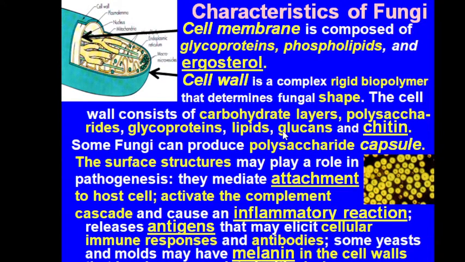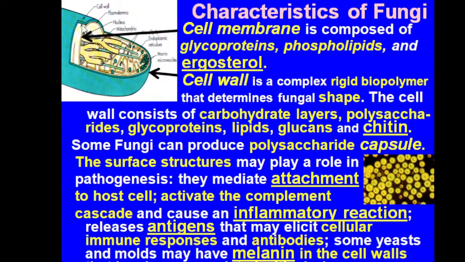A few words about the structures. I would like to start with the cell membrane, and you will understand why. The cell membrane is composed of glycoproteins, phospholipids, and a lipid called ergosterol. It means that fungal cell membrane phospholipids are different from human cell phospholipids. I would like to underline that fungi have ergosterol instead of cholesterol, which is found mainly in human cell membranes. Ergosterol of the fungal cells is used widely as the best target for selective antimycotic treatment, as a target for antimycotic drugs.